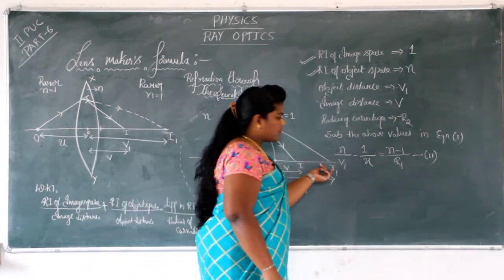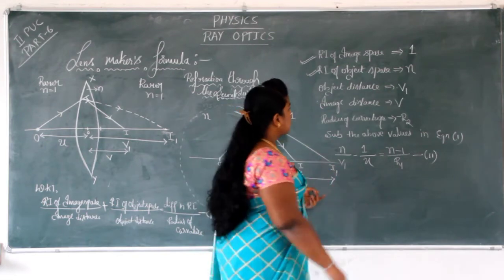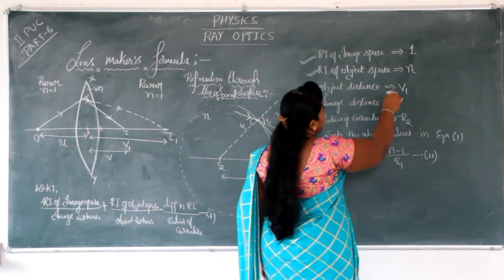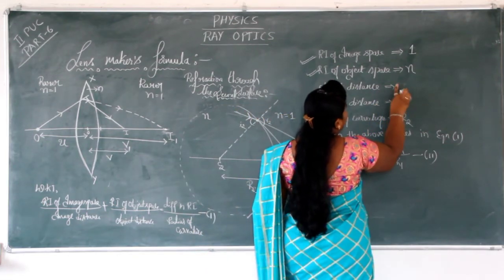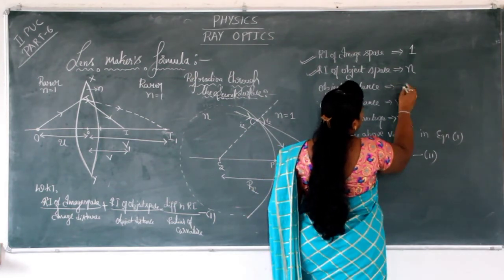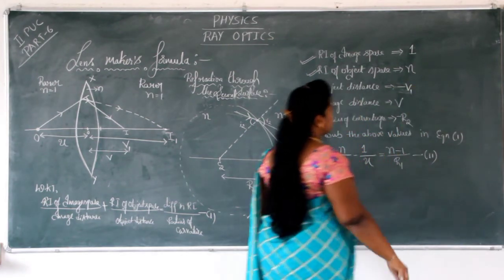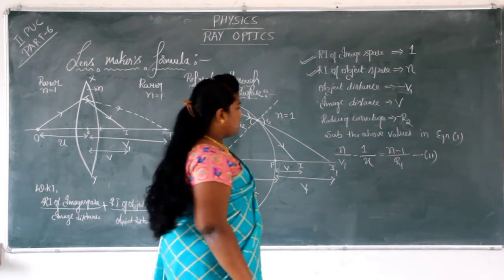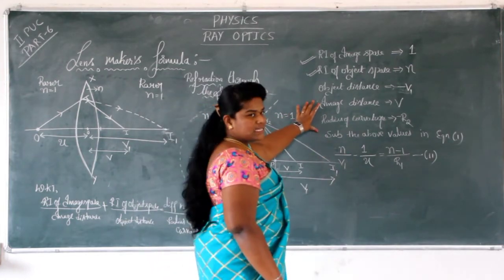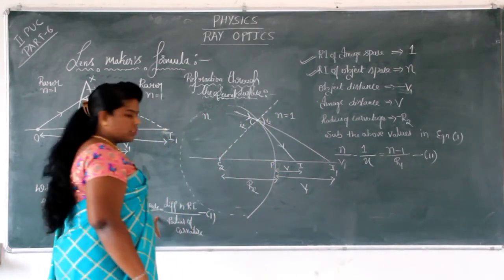Here I1 is to be the virtual object, so the virtual object distance is taken as minus V1. Hope you got this. So how to apply the sign convention? It becomes minus V1. Now let us apply all these sign conventions in equation number 1.